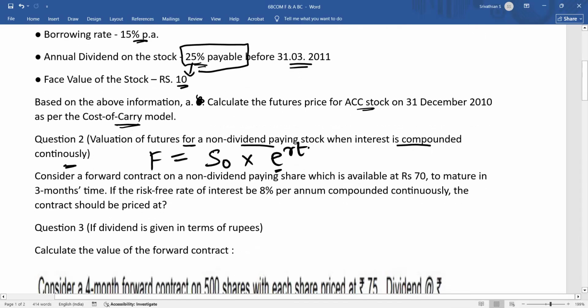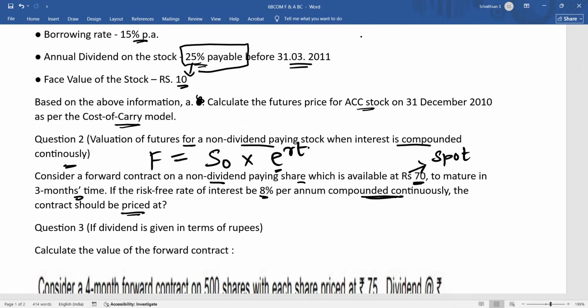So look at the second question. Consider a forward contract on a non-dividend paying share which is available at rupees 70. So the 70 rupees is nothing but the spot price of the stock, to mature in 3 months time. So contract expiry period is 3 months. If the risk-free rate of return is 8% per annum, compounded continuously, the contract should be priced at how many rupees? That is what we need to calculate.